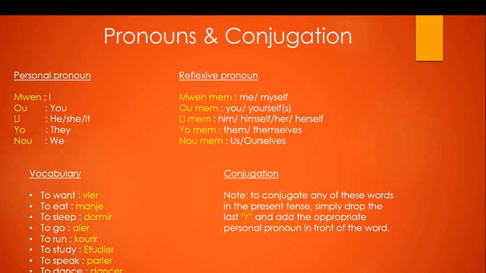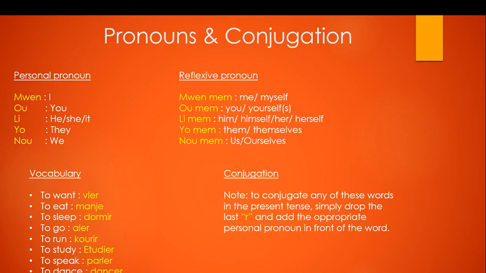Now, this is Haitian Creole. It does look similar to French, but it is not French. So just remember that it's a Haitian Creole conjugation, and it's not French, okay? Now let's look at some of the conjugations. When you conjugate these words, you simply drop the last R and add the appropriate personal pronoun.